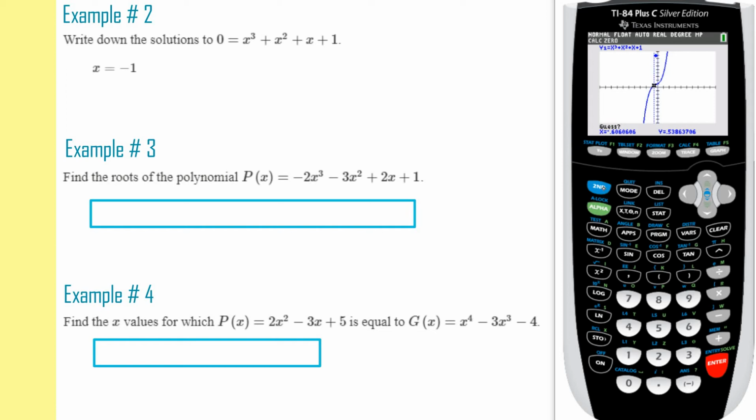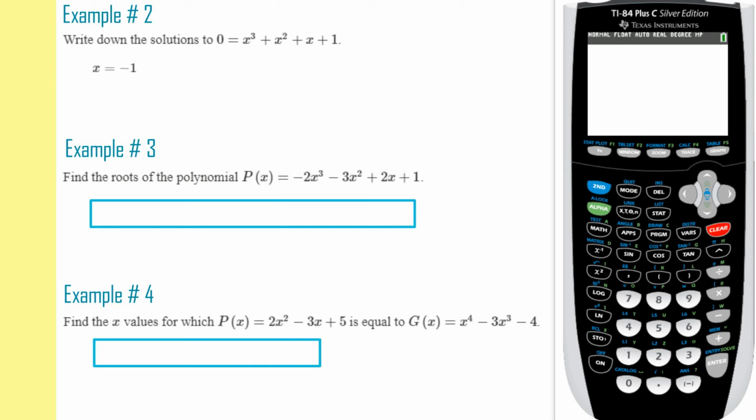Uh-oh, I think it already started this one. I must have accidentally hit a button twice, because you're supposed to start with the left bound. Okay, left bound, right bound, there we go. At negative 1, y is 0.